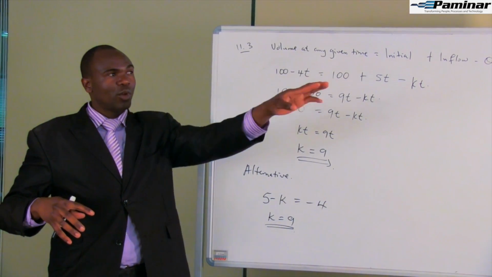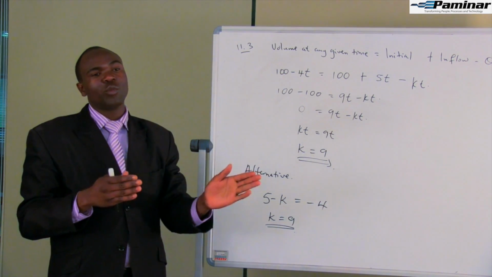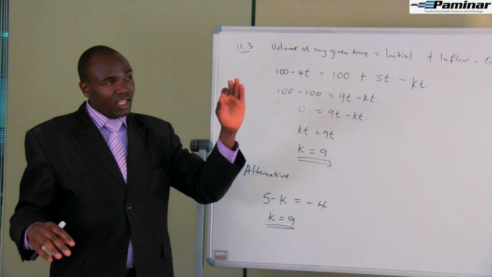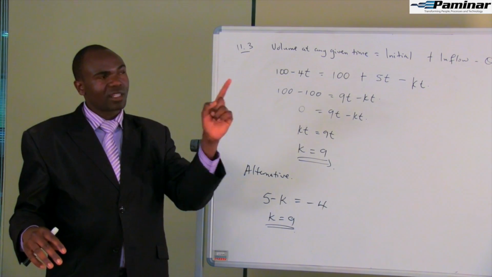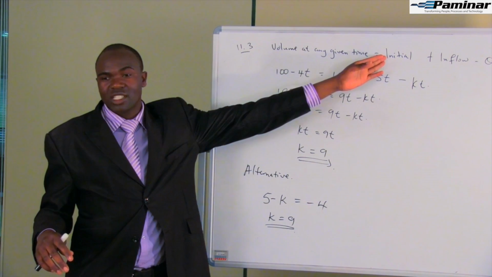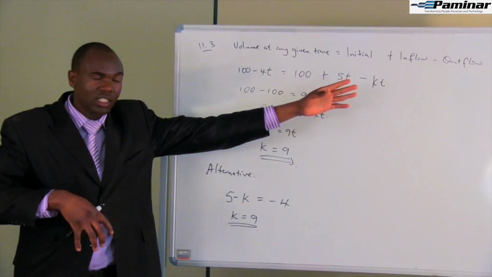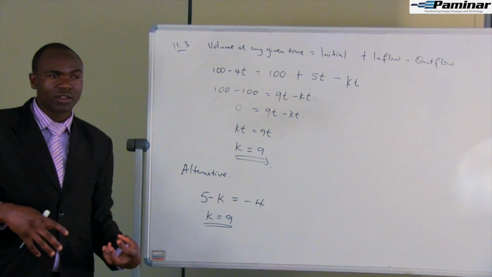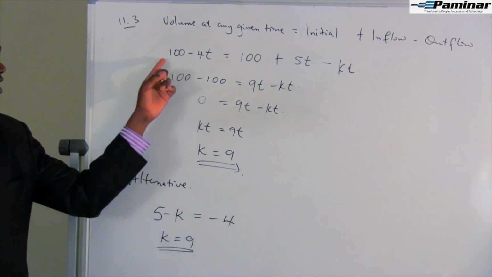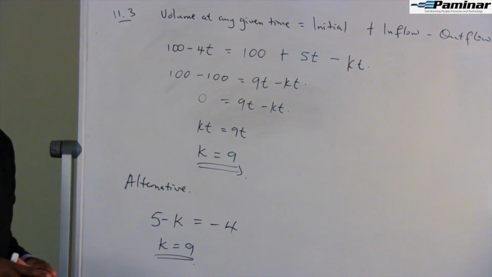But we are given the expression for volume V as a function of T, or volume at a given time, is 100 minus 40. That's what you are told, that the volume at any given time is going to be 100 minus 40. Then you play around with the initial, the one that was there at first, plus the inflow, what is getting in, minus outflow, what is going out. So at any given time, they should always balance. So you should get your K from there.